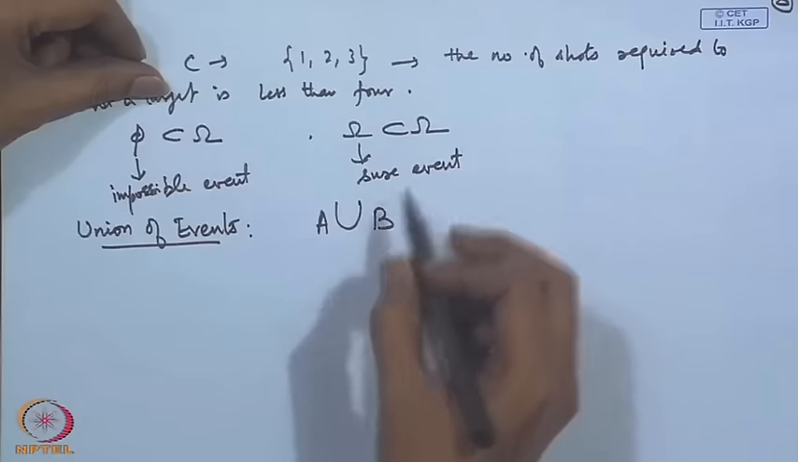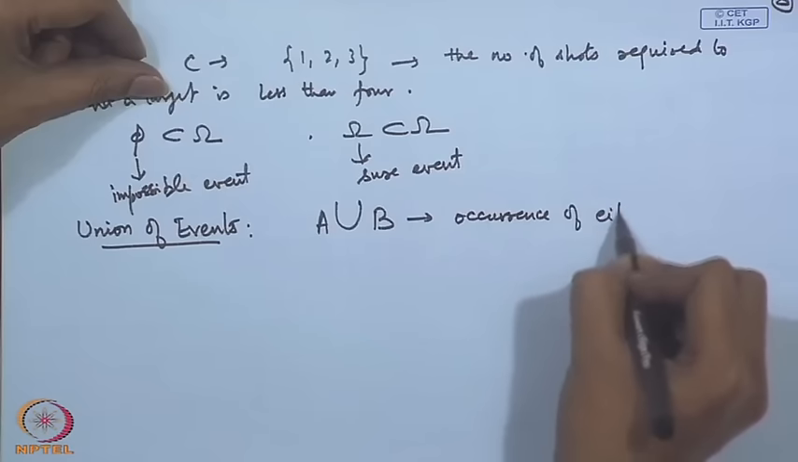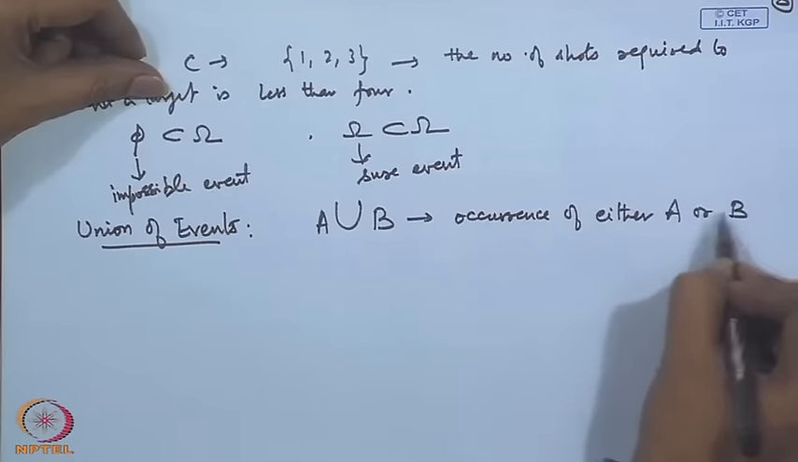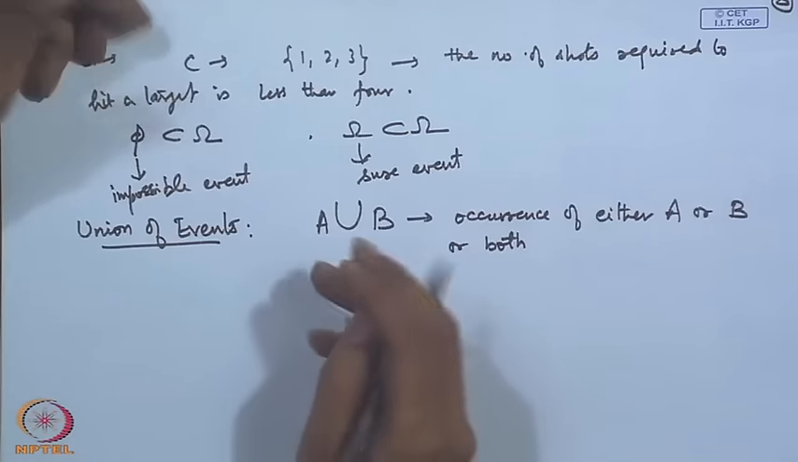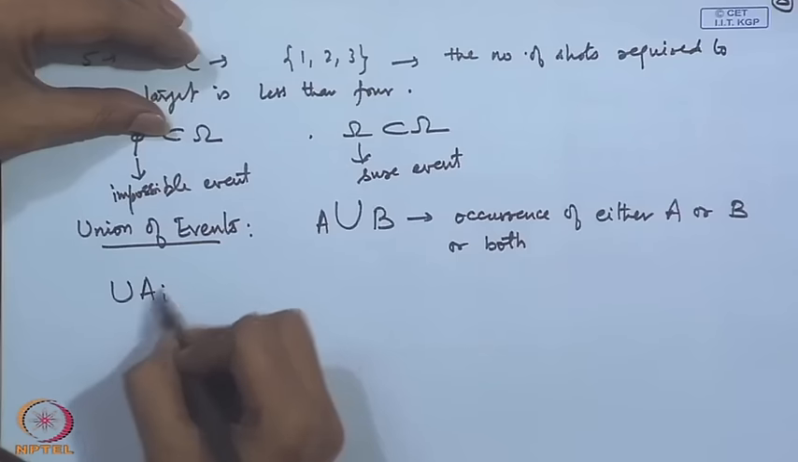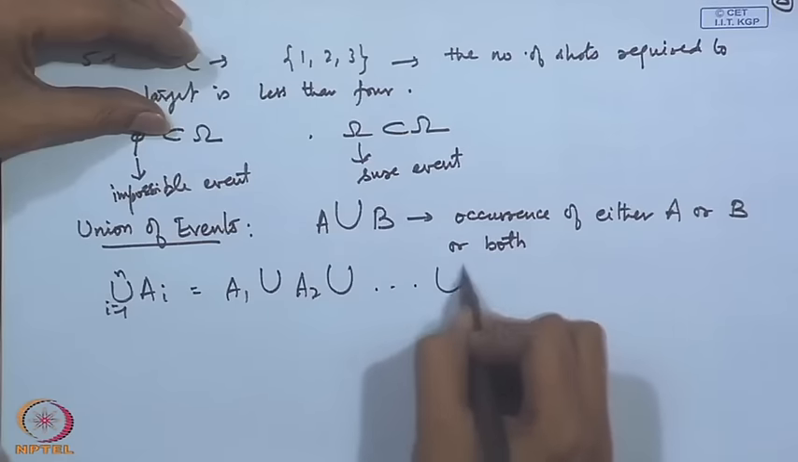Now, when I say A and B are events, what does A union B denote? It will denote occurrence of either A or B or both. Likewise, I may consider more than two events. Suppose I have three events A, B, C, then A union B union C makes sense, because it would mean happening of either of A, B or C, or either of two of them, or all the three of them. So, in general we can talk about union A_i, i equal to 1 to n, which we write as A_1 union A_2 union A_n, etcetera.